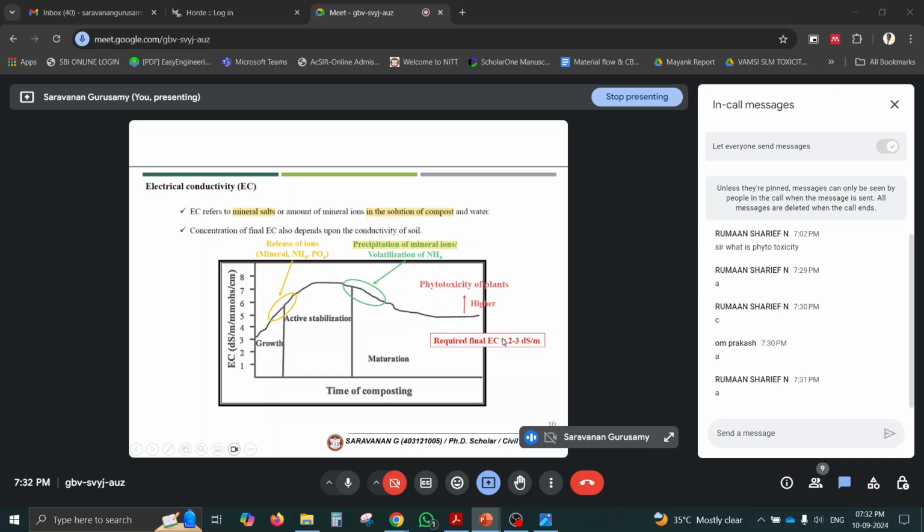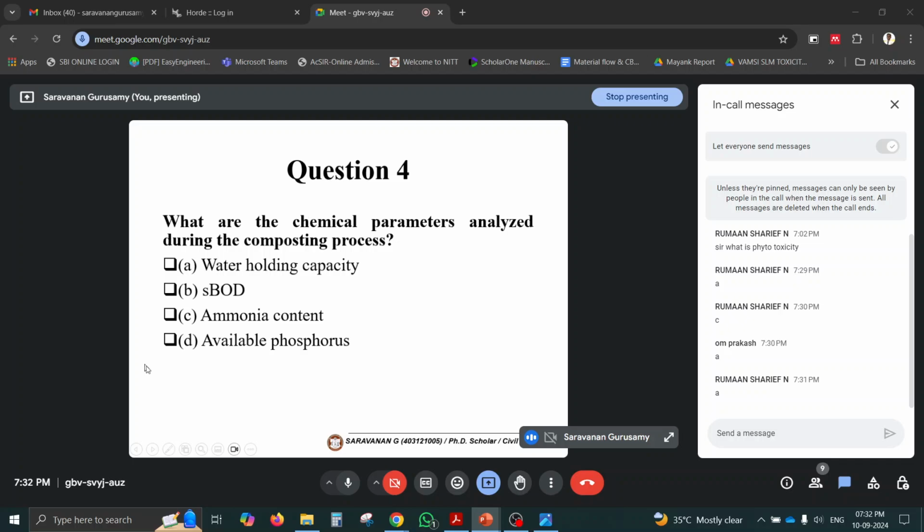Okay. So then fourth question. This is again a multiple choice question. Please look into it. What are the chemical parameters analyzed during composting process? Water holding capacity, soil BOD, ammonia content, available phosphorus. There can be more than one option that is correct.